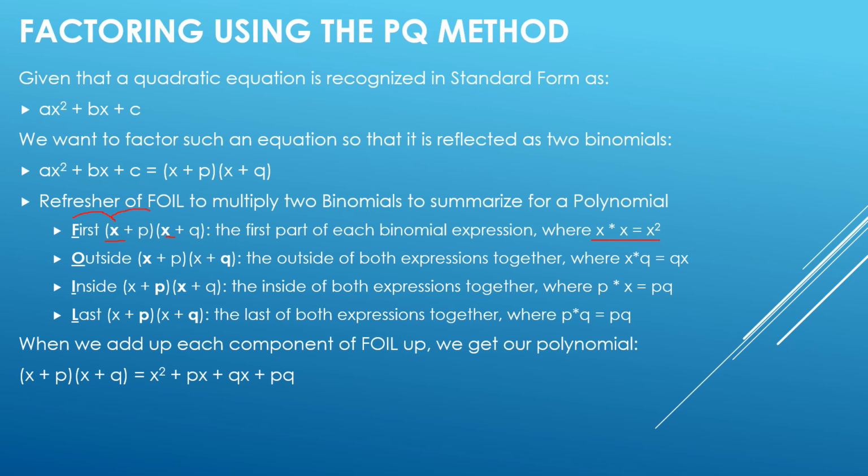And then we do the outside. Outside of this one, outside of this one. This gives our x times q, or qx. The inside for each component, the x times p, or px. And then the p times q, which is the last. And that's where the word FOIL comes from. And when we put this together, we get that standard form of ax squared plus bx plus c. Here's the x squared. These 2 parts are the bx here, and then this is the c right here.